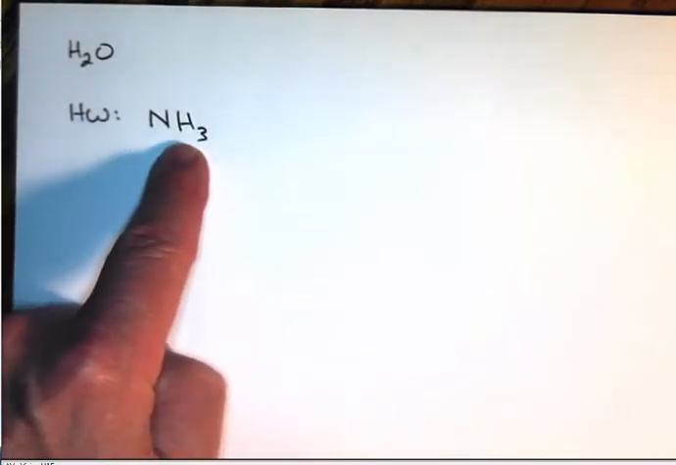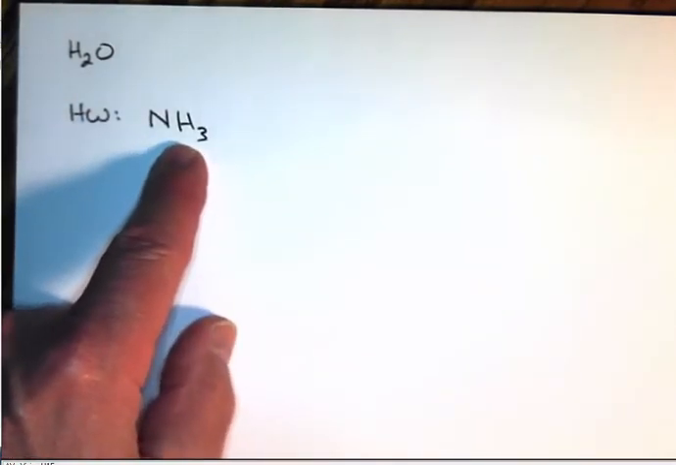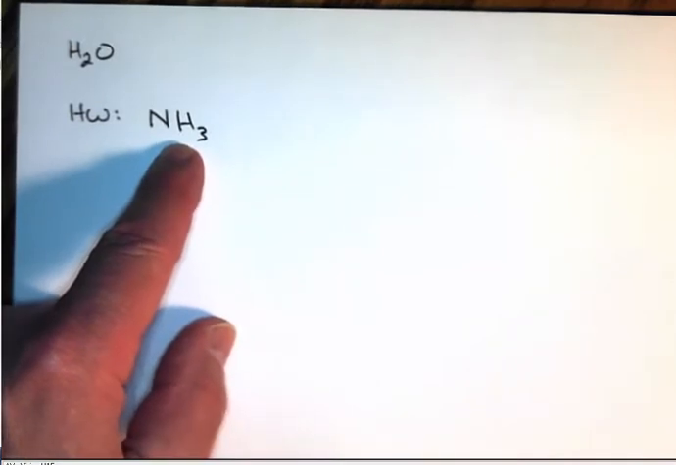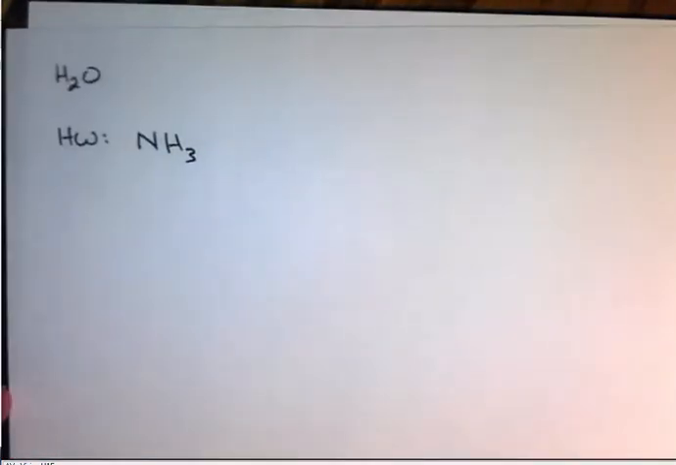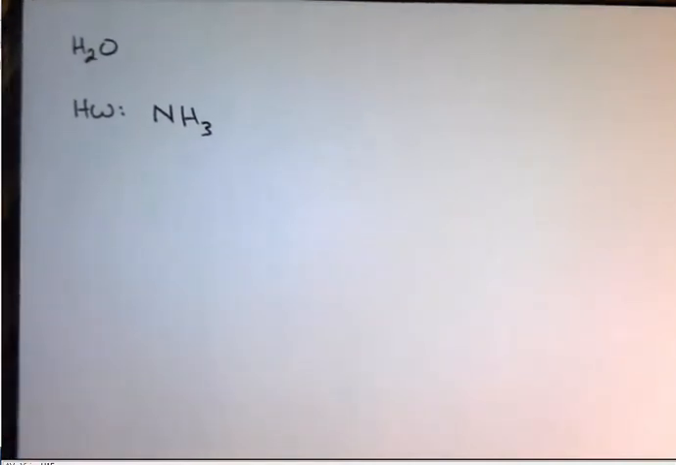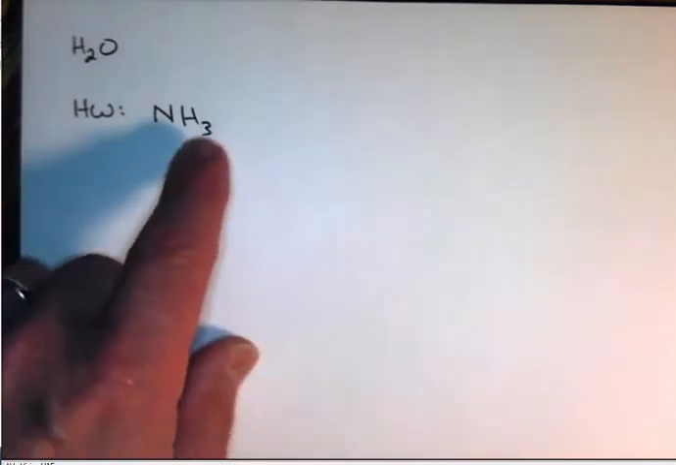Ammonia is a molecule whose formula you need to know by heart, by memory, okay? It's a common name for a molecule. It doesn't follow the IUPAC rules for naming. You need to know that NH3 is ammonia, okay? But that's your homework.